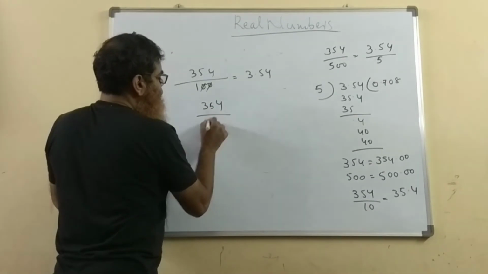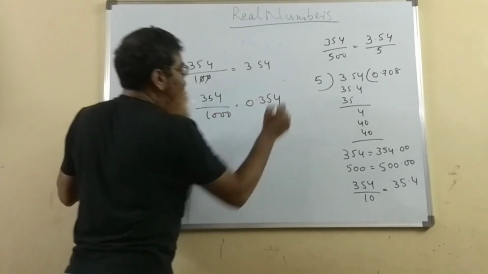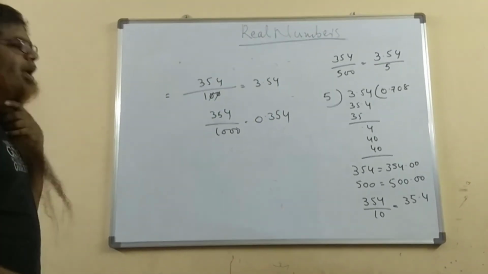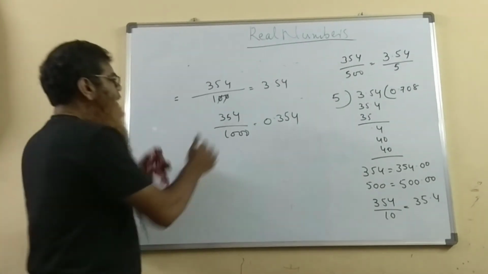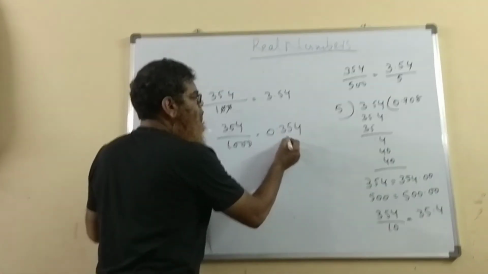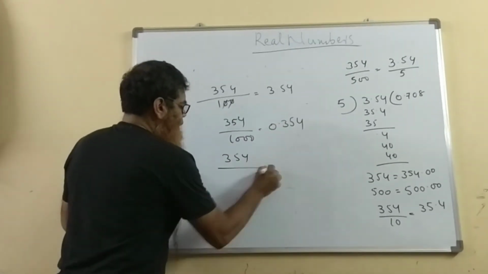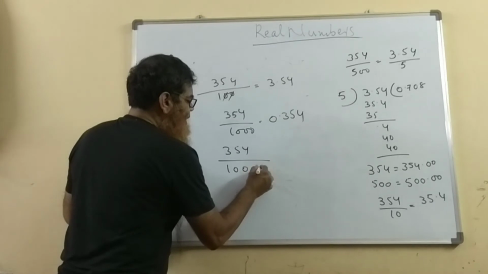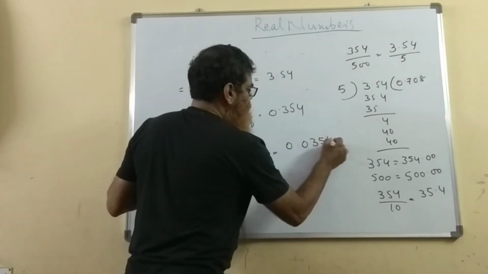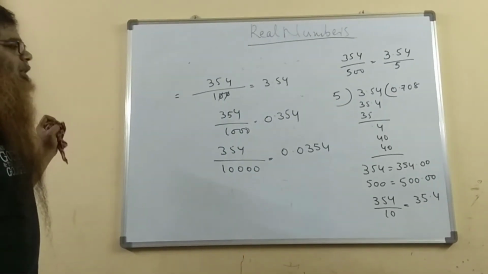If it is 354 divided by 1000, it becomes 0.354. If you divide, you will get the same result. So if you understand it, then you can utilize it in a faster manner. 354 divided by 1000 is equal to 0.354. If the same 354 is divided by, say, 10,000, it becomes 0.0354. As many zeros, that many places the decimal goes to the left.